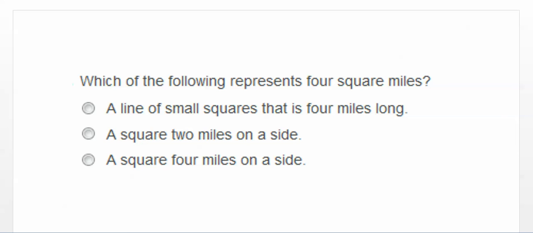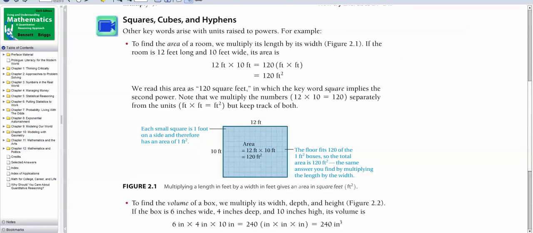Okay, so the miles being squared, I need an area that would guarantee a length times width to give me 4. So looking at this, a line of small squares that is 4 miles long, well, I need sort of a length and a width. I don't know how many squares they're talking about. If it's a 4 by 1, sure, but again, that's sort of unknown. A square with 2 miles on each side. So if I kind of go back to this picture here, imagine that says 2 and that says 2. Well, that actually would give us an area of 4.